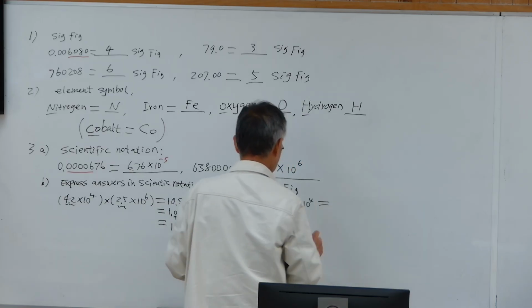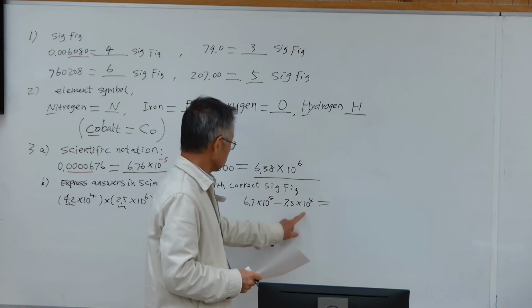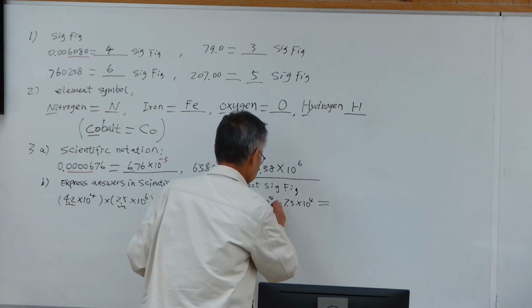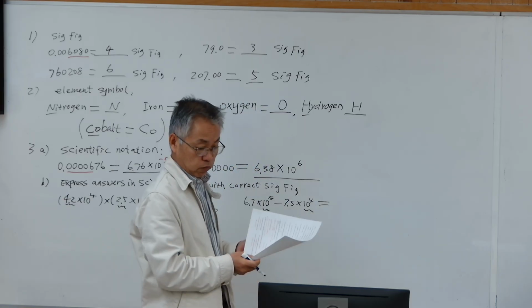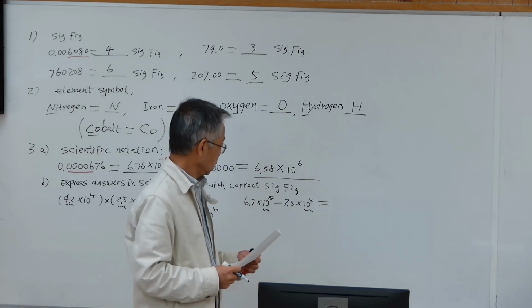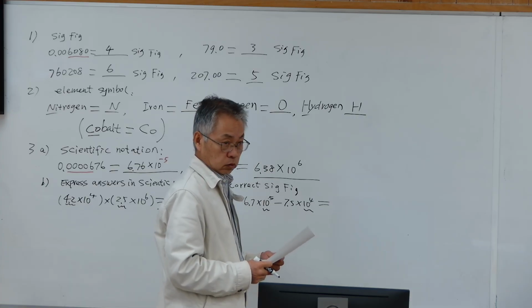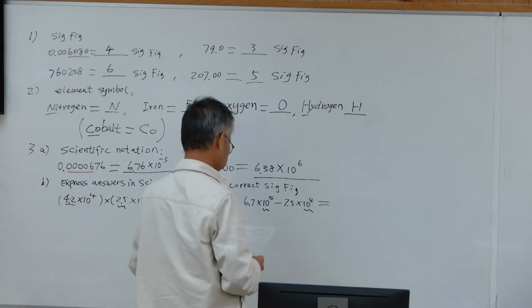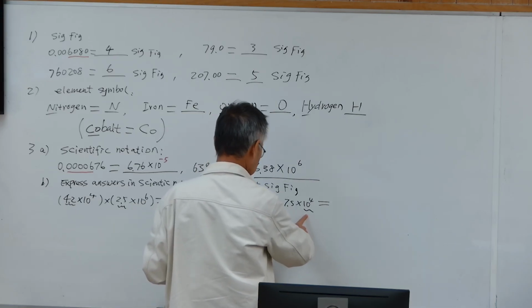The rule for addition or subtraction is that these two exponents must be the same. Here, 10 to the 5th power and 10 to the 4th power are different, so we need to convert one of them to the same exponent as the other. We can convert 10 to the 4th power to 10 to the 5th.